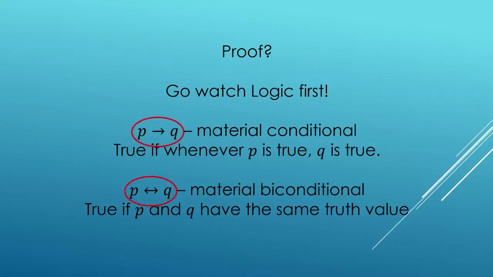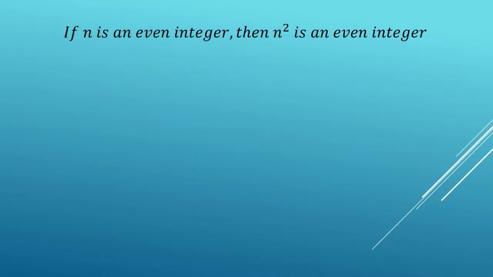These guys form the main bulk of all proofs, where we either suppose P is true to try and show that the statement Q is true, or you show two statements P and Q are equivalent. Let's prove a simple statement as an example. If n is an even integer, then n squared is an even integer. It seems pretty obvious, right? But for the sake of an example, we'll treat it like any other more difficult question.